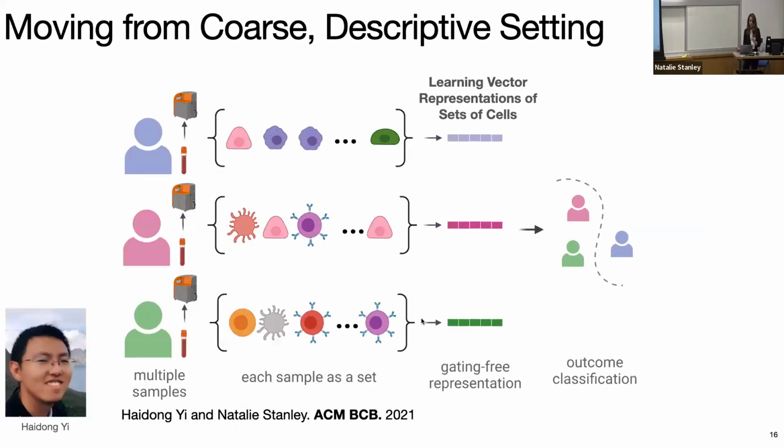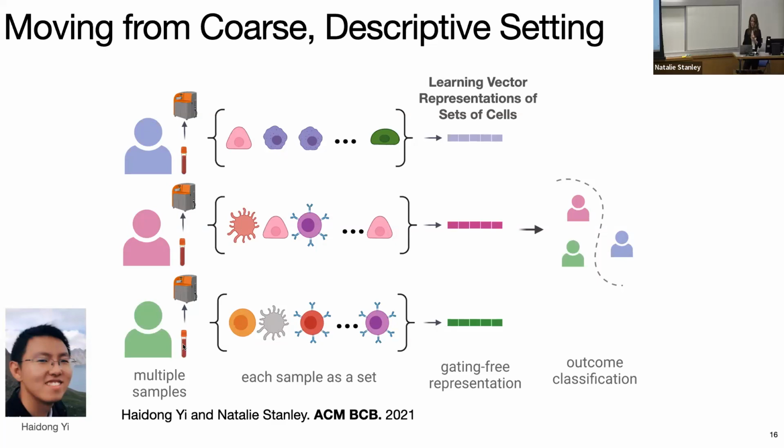Okay, so moving from this coarse descriptive setting, we thought, what if we completely change the paradigm and not have to do any clustering or arbitrarily defining cell types? What if we instead focus on using a fully deep learning approach to take a bunch of samples profiled with a single-cell technology like CyTOF, learn a representation of those samples, and then use those for prediction?